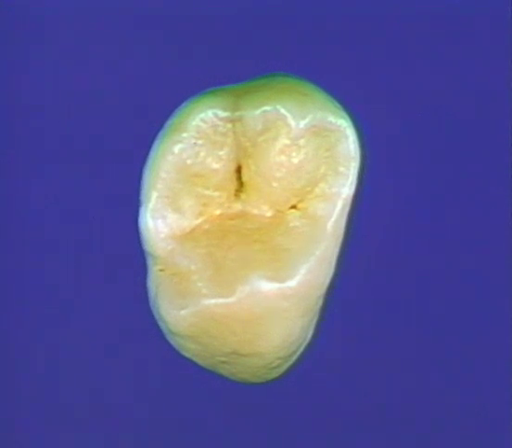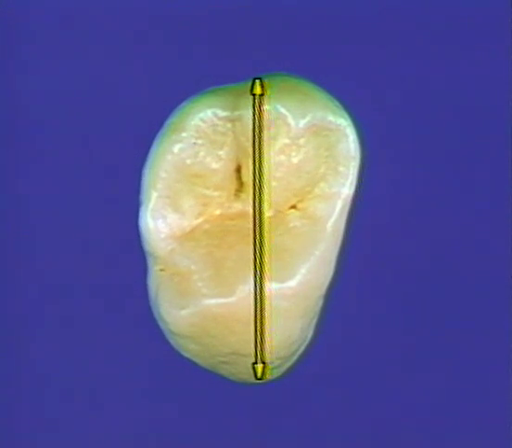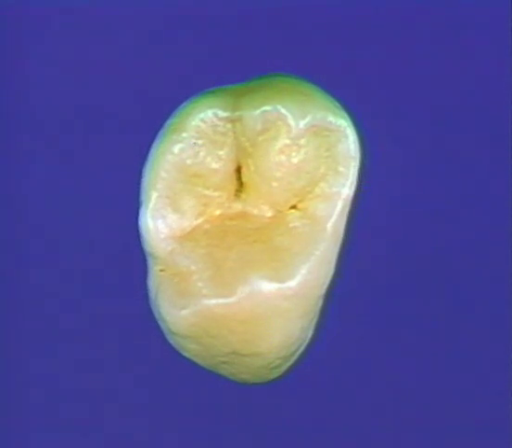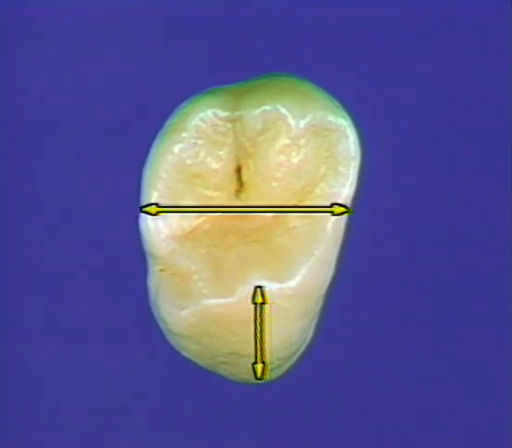Despite the variability in crown form, maxillary third molar specimens are almost always wider buccolingually than mesiodistally. The crown is smaller in all dimensions, especially occlusocervically and mesiodistally.